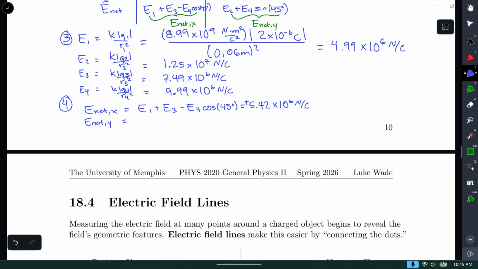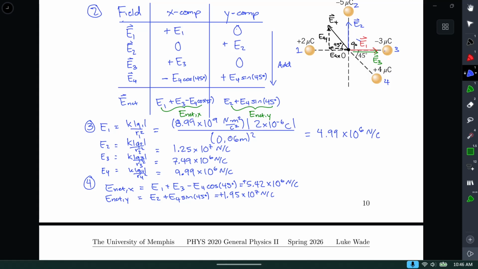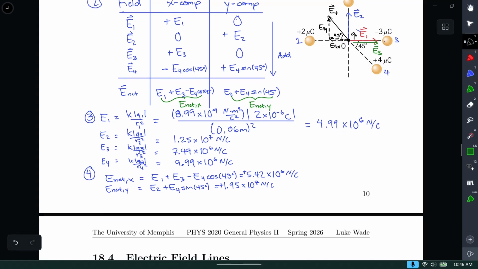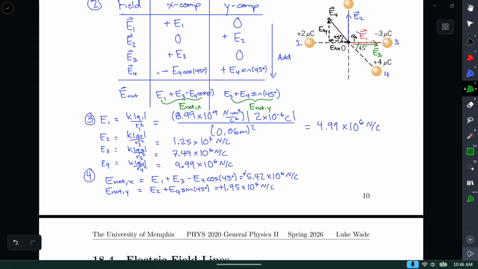E net y is E2 plus E4 sine of 45 degrees. Again, we put in all those values we just calculated, and I get something like 1.95 times 10 to the 7 newtons per coulomb. Again, positive. What is the significance of those positives? Would it be that the electric field is attractive? Not attractive. What did positive and negative tell you about when we were finding these components up here? Right or left? Yeah, it's about directions. So this net electric field points to the right, and it points up.